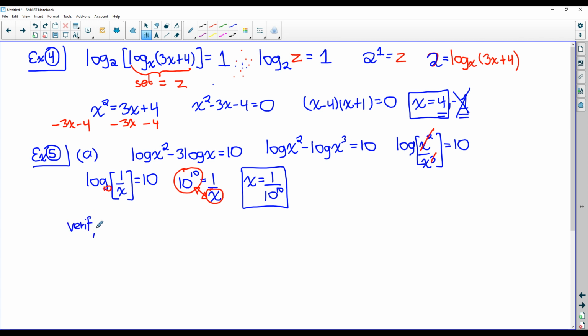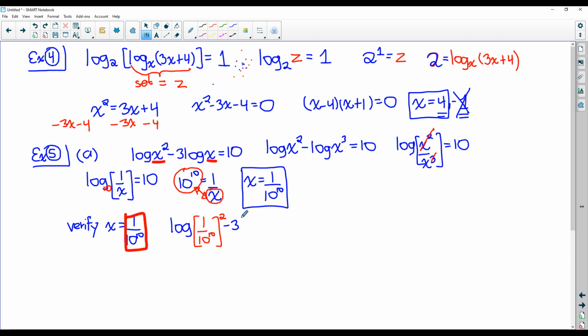So we'll say verify. x is equal to 1 over 10 to the power of 10. So in the place of x here, we're going to plug in 1 over 10 to the power of 10, and we'll see if we can get both the left and the right-hand sides equal. So this would be log of 1 over 10 to the power of 10, and that's going to be all squared.